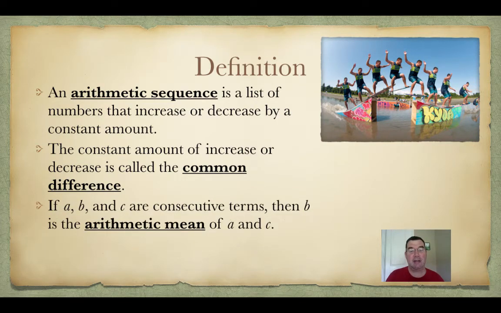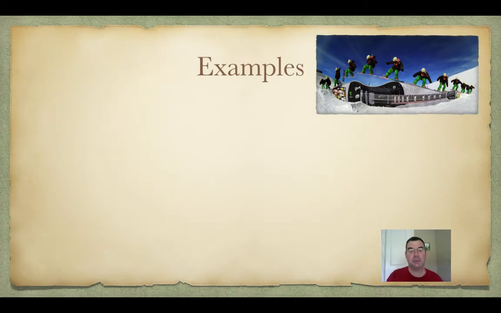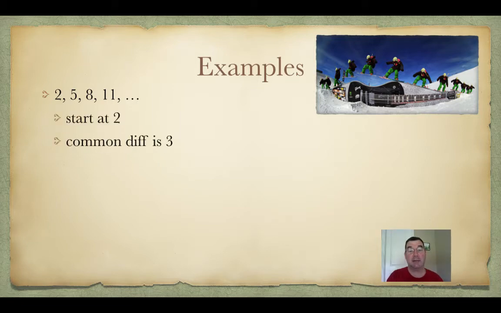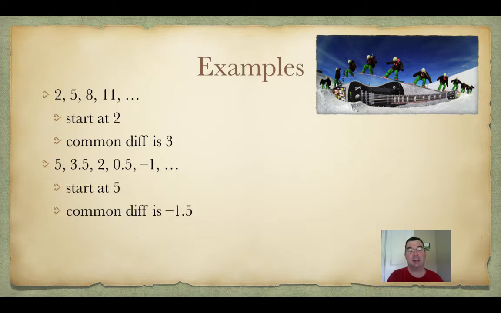And also, if you have three terms in a row, A, B, and C, then B, which is in the middle of A and C, is actually called the arithmetic mean of A and C. All right, so here's some examples. We have 2, 5, 8, and 11. That is an arithmetic sequence. It starts at 2, and it has a common difference of 3. Then we have 5, 3.5, 2, 0.5, and negative 1. That one starts at 5, and it has a common difference of negative 1.5.